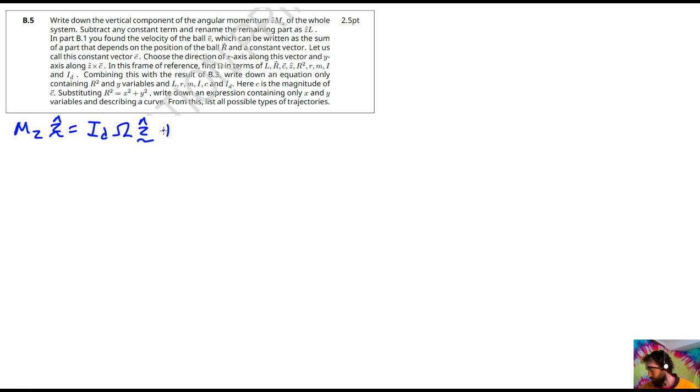So first, let's use the position of the ball. That's just going to be R cross P. In this case, P is just going to be mv. And then we also have to add the component due to the ball potentially spinning about its axis.